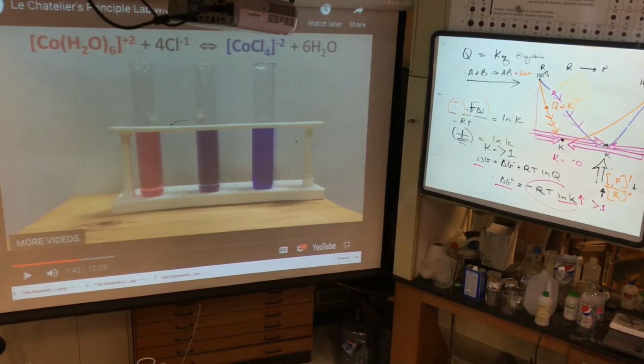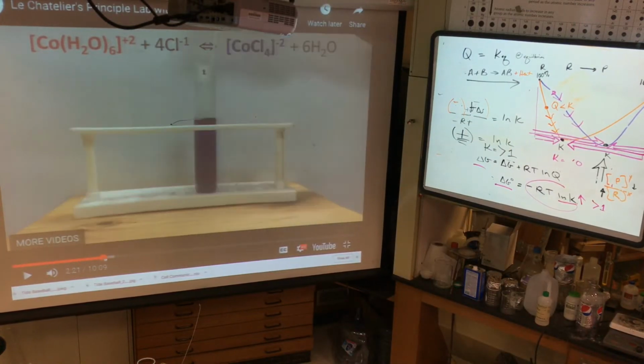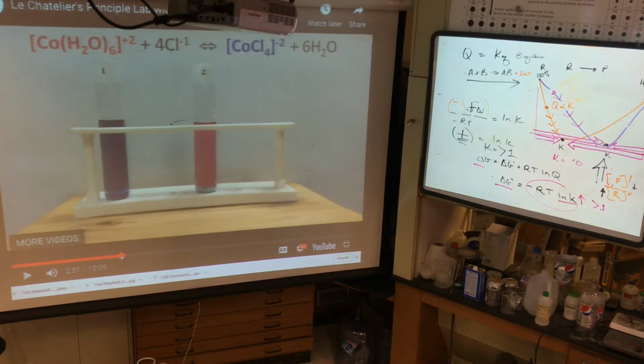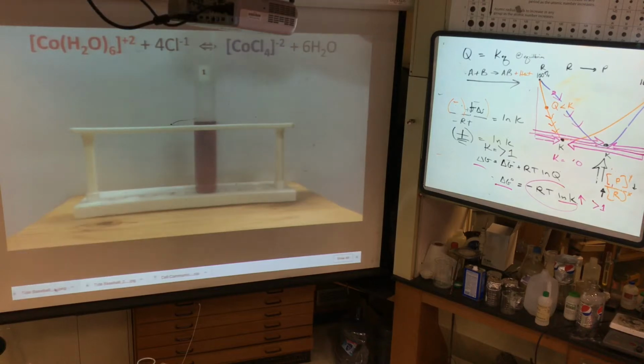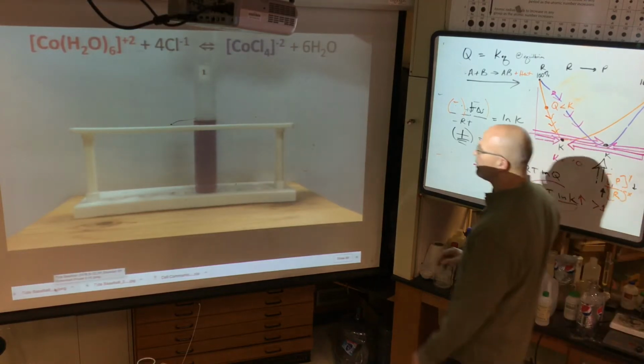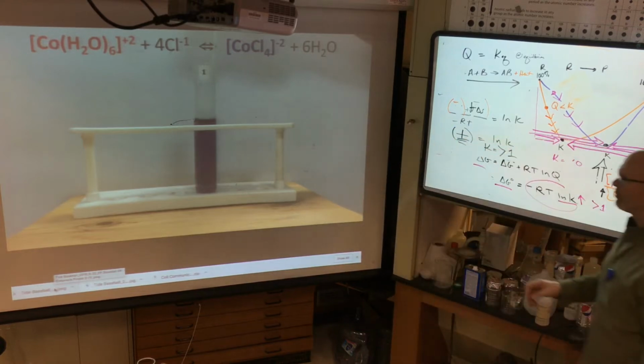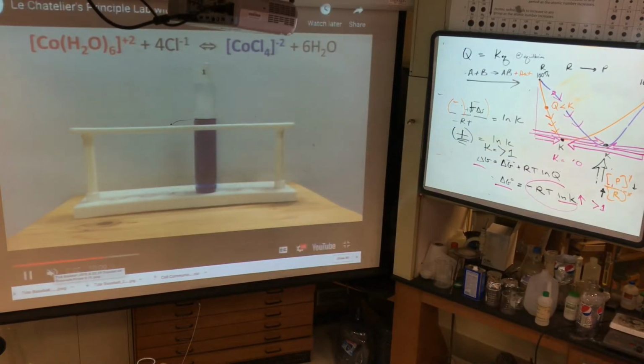Let's go through this. So here's my first test. The first test is I'm going to... I don't know what I'm doing. Oh, I'm adding hydrochloric acid. So what happened when I did that? What's the color change? Start again.